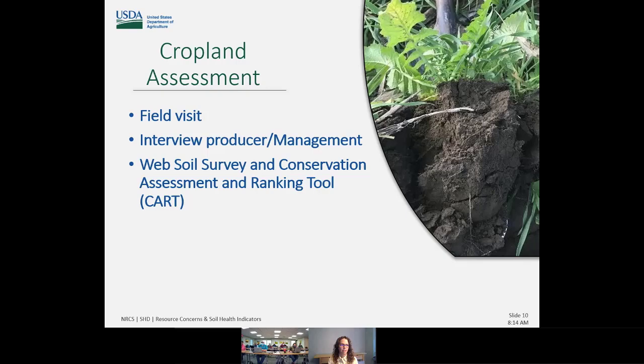The cropland assessment really is a vital first step in evaluating soil health. And we have the cropland focused one. It involves a field visit, which is essential to really observe the indicators in the field. Another important piece is the interview with a producer or the land manager, which gives a lot of insight on how critical management practices are to the status of the soil health resource concerns. It also gives insight on producers' concerns and can provide information on field and management history.